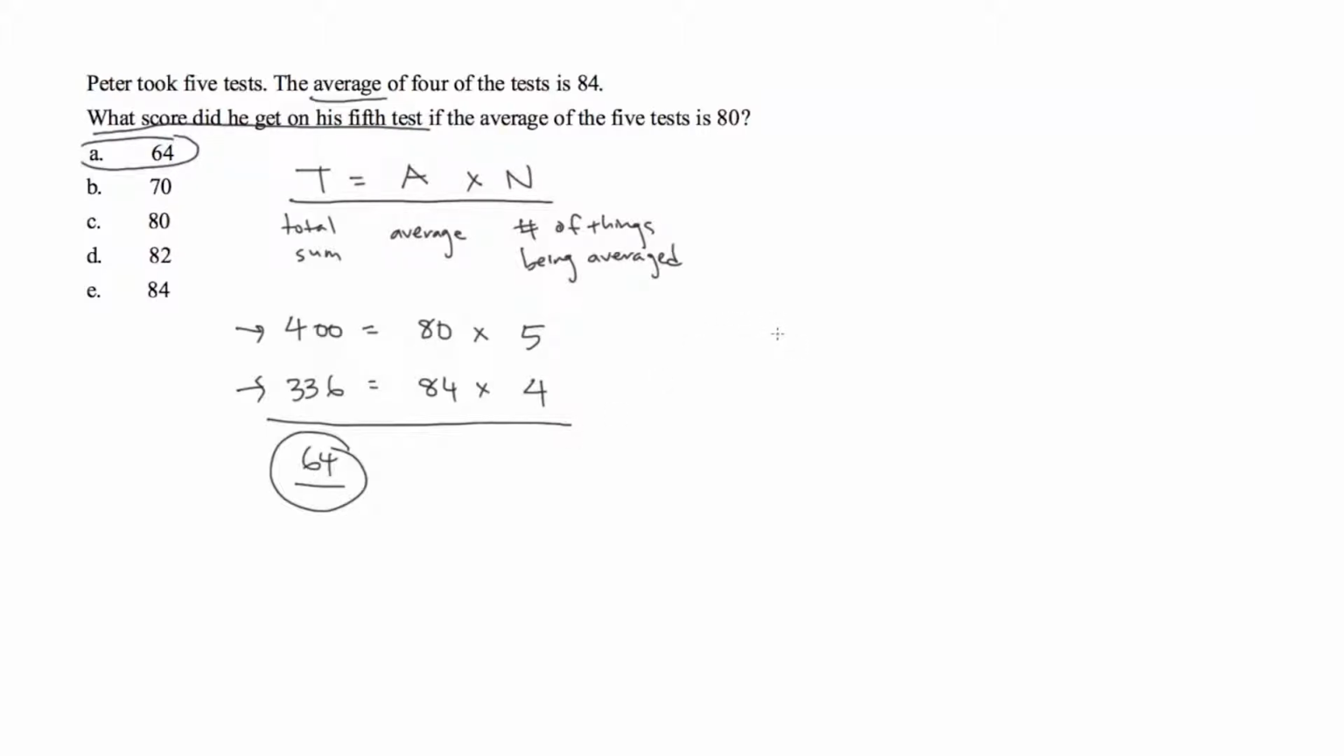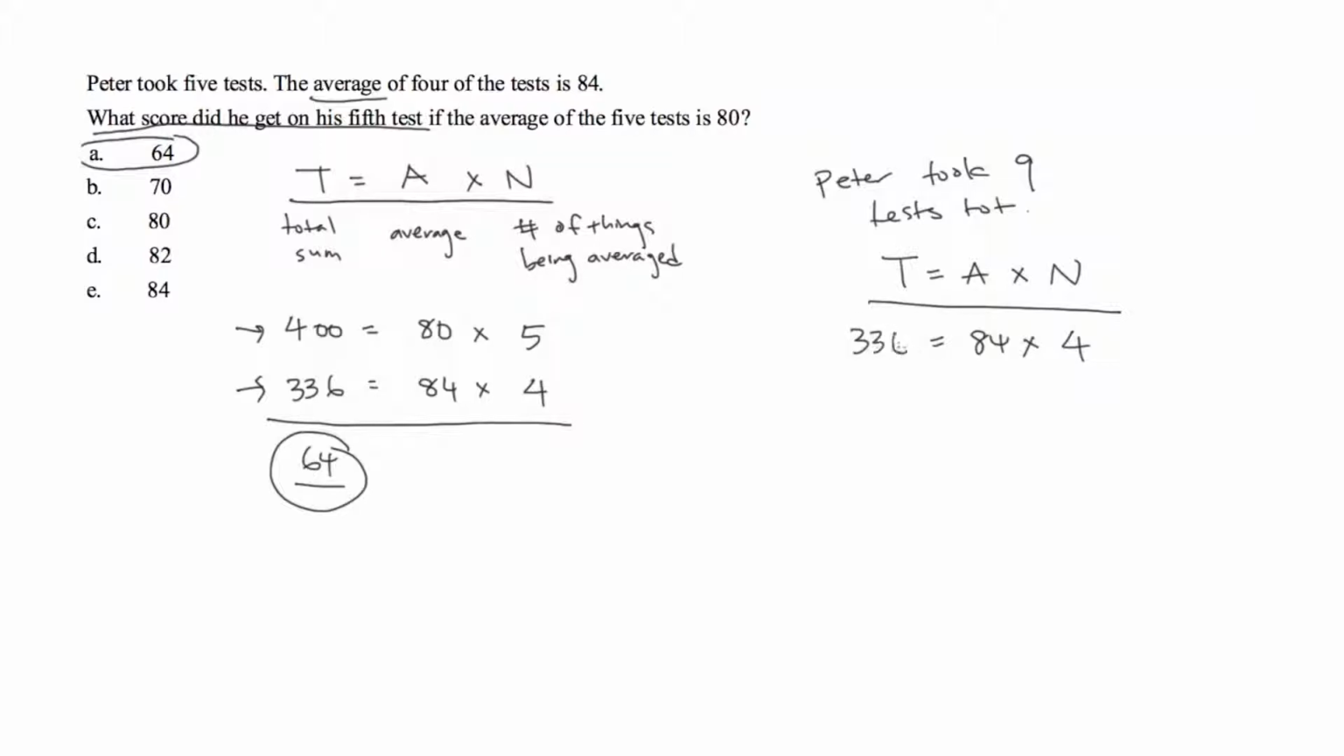Now, just as a quick aside, let's say the question read, Peter took 9 tests total. And then let's say the rest is more or less the same. The average of the first 4 tests he took is 84. So again, if we set up the TAN table, we have the first 4 tests, which would be 4. Average would be 84. And so we'd have the same total, 336.